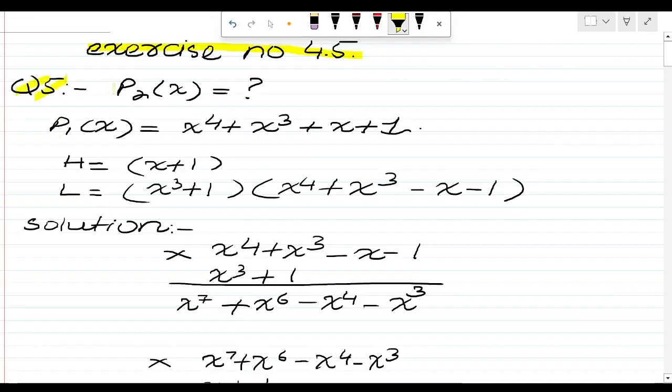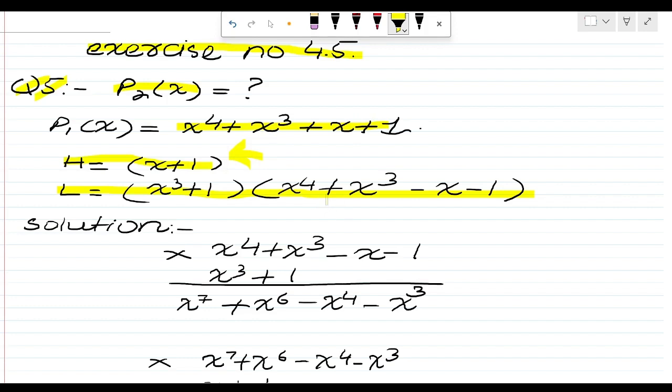We need to find the second polynomial when the first polynomial is given, the HCF is given, and the LCM is given. So how will we find the second polynomial? Well, look at the LCM. Here we have the first factor and here we have the second factor. So if we multiply both of these factors, then we can multiply that with our HCF. And then we need to divide that with our polynomial by using the division method.